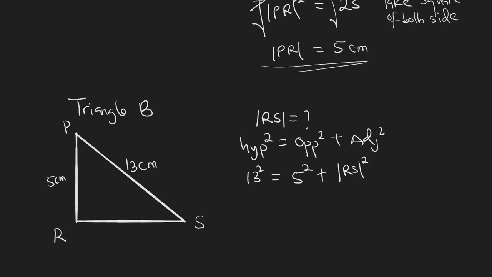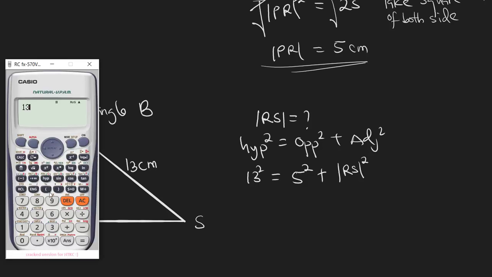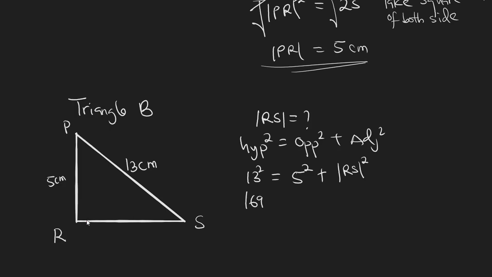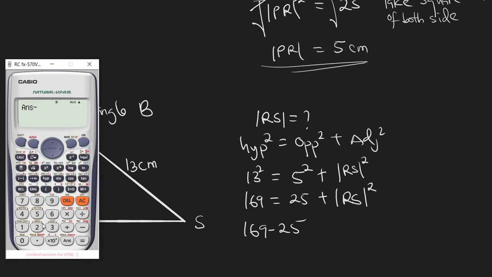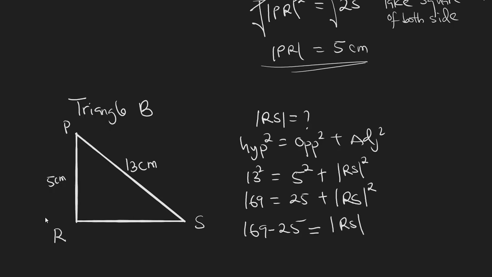So what is 13 square? Let's use a calculator. 13 square is equal to 169. So 169 is equal to 5 square, which is 25, plus line RS squared, right? So collecting like terms, this 25 will move to this side, and once it moves, it becomes subtraction, right? So it will be 169 minus 25 is equal to line RS square, right?